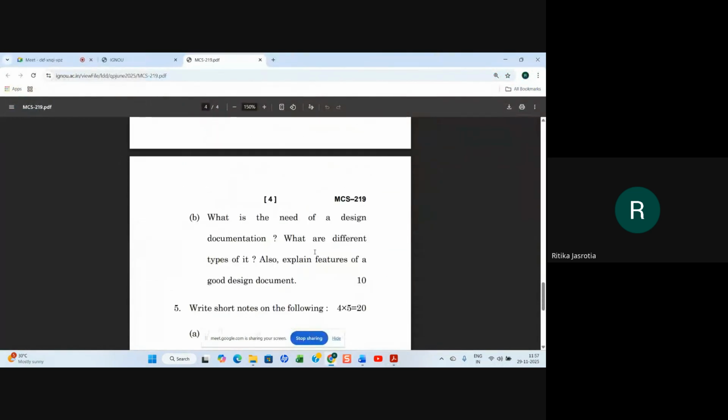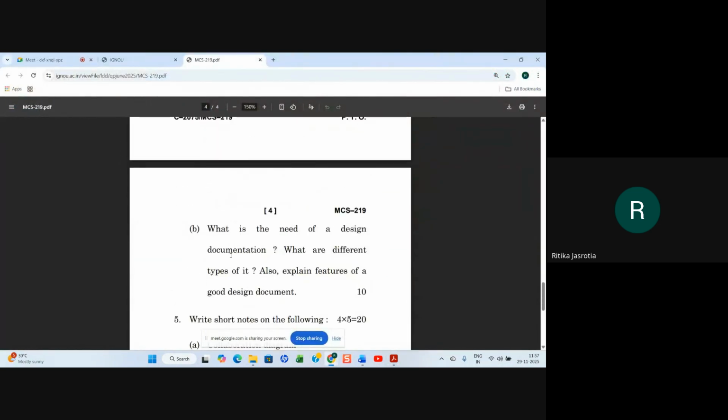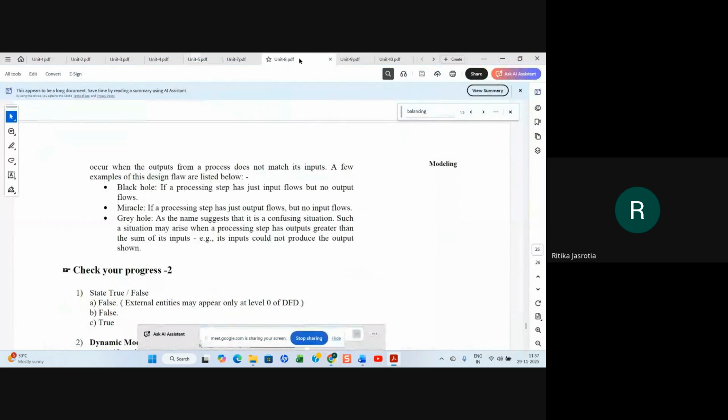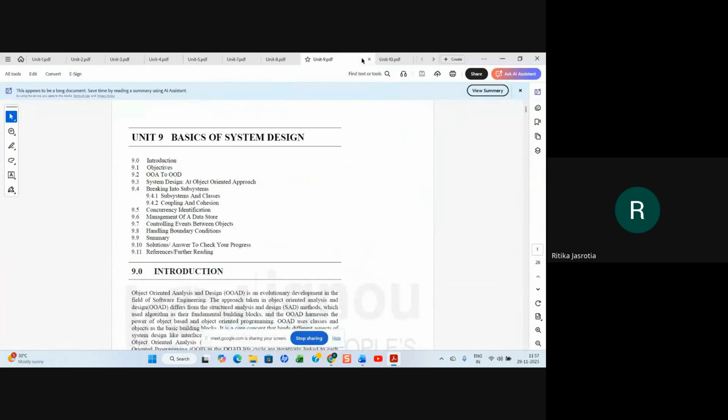Then the B part is: what is the need of a design documentation? What are the different types of it? Also explain the features of a good design. So design documentation, I think it should be in this one.